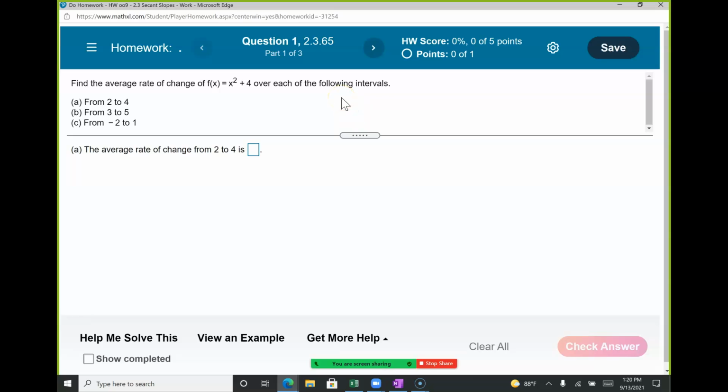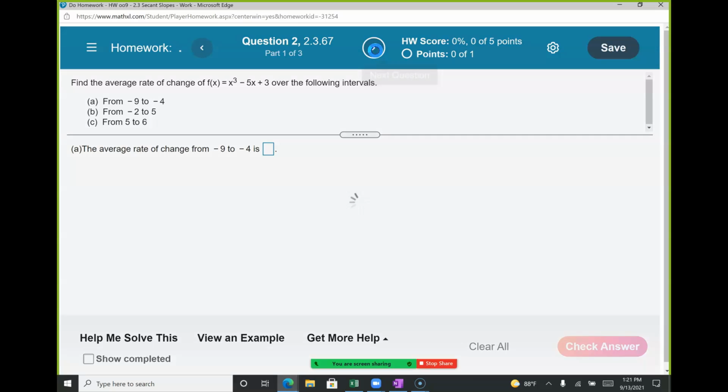So this first one says find the average rate of change. What does that mean then? Plug in 2, find the y value. Plug in 4, find the y value. And then find the slope between the two. So very simple 8th grade version of it.